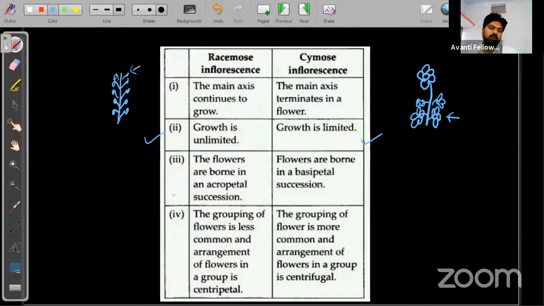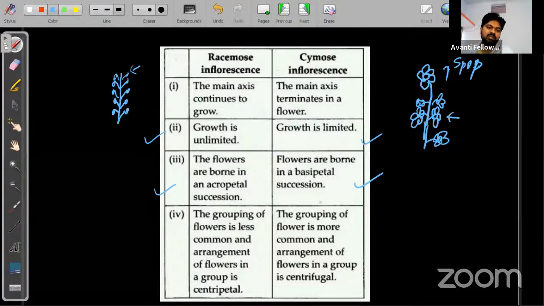Here flowers are born in acropetal order. We already discussed it. What is meant by acropetal? But in case of cymose, flowers are born in basipetal order. That means on the basal side, new flowers are generated, and here growth gets stopped. On the apex side, growth gets stopped.